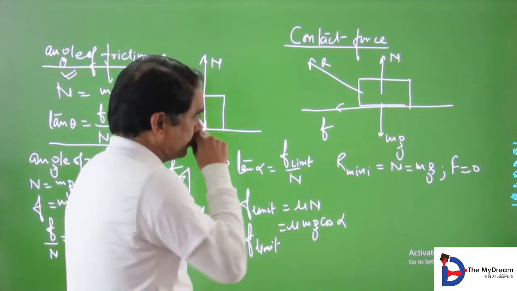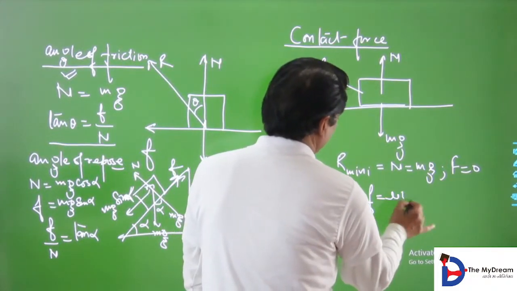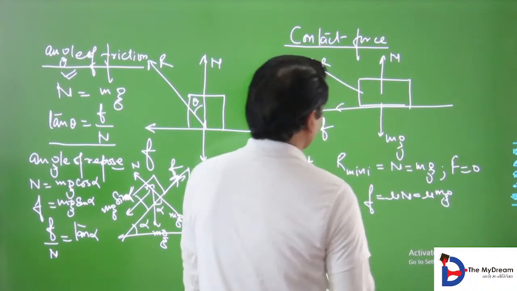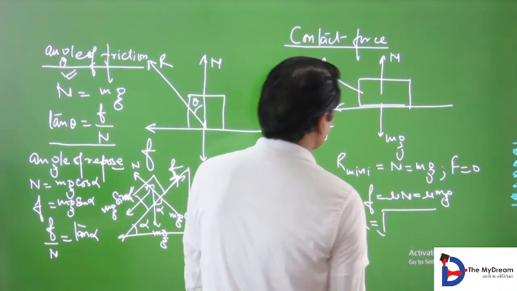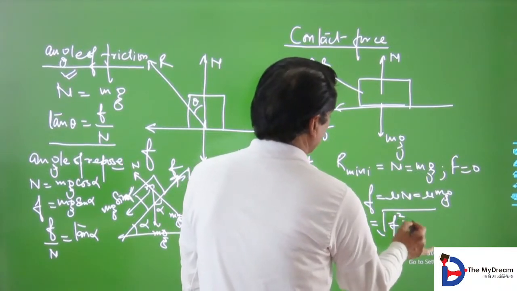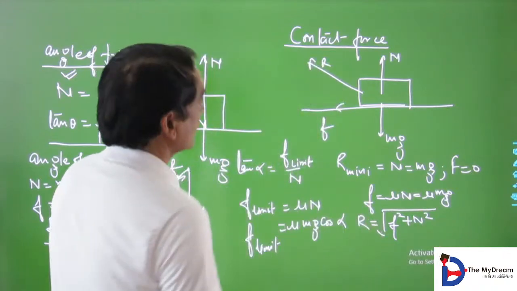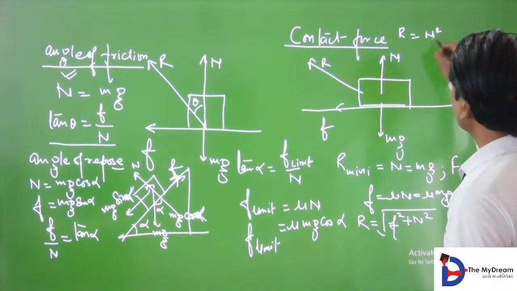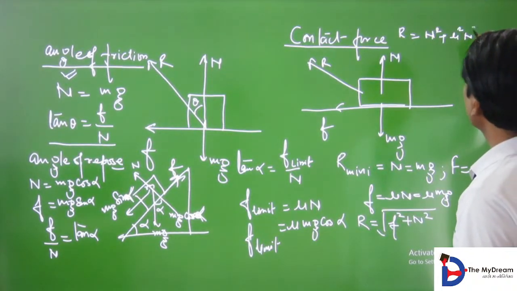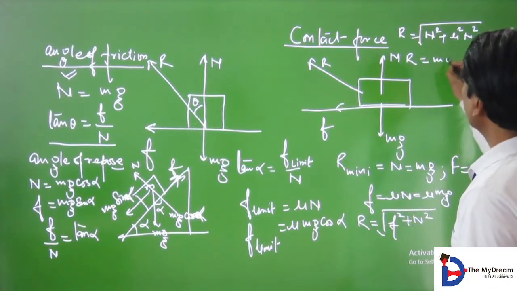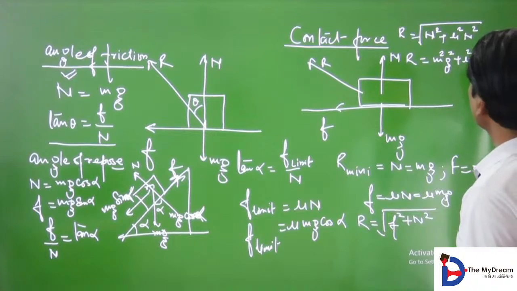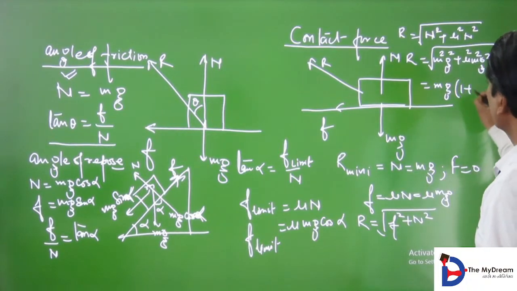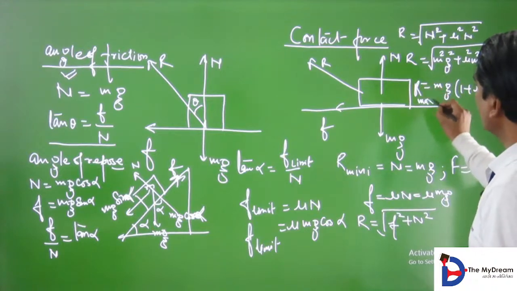और सबसे ज्यादा कहाँ होगी? F is equal to mu N और N is equal to mg. सो R is equal to under root F square plus N square, क्या लिख देता हूं? सो N square plus F is equal to mu N और N is equal to mg. mg आप ले लीजिए बाहर और आप, this is the maximum force.